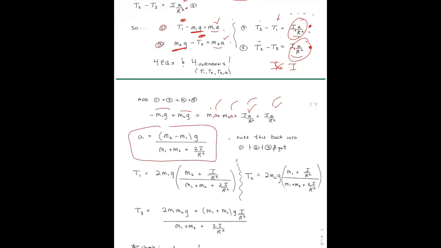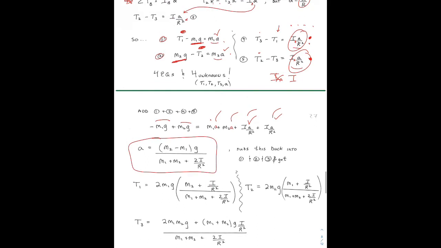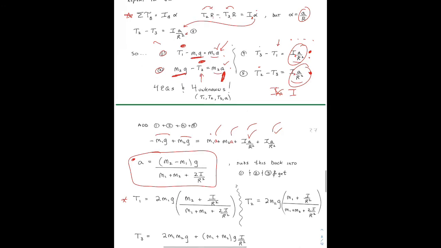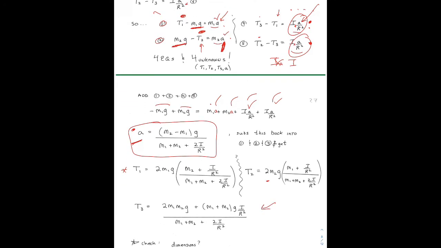So that's the acceleration of each person. To get the tension, it's a big mess: I took this A and put it back into equation 1 and solved that for T1. Then I took A and put it back here and solved that for T2. It's a big algebraic mess because you have to get a common denominator. And then I took this A and put it over here and solved that for T3. Again, a big algebraic mess.